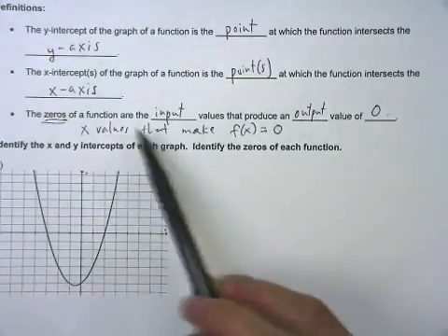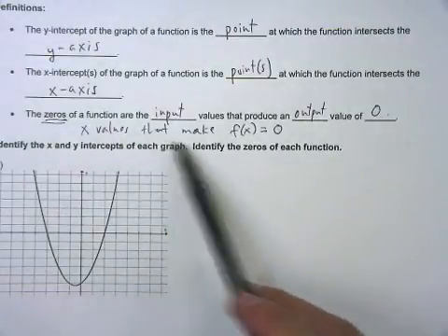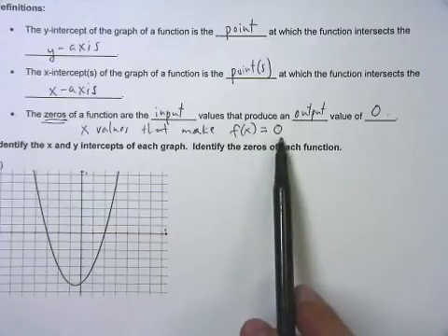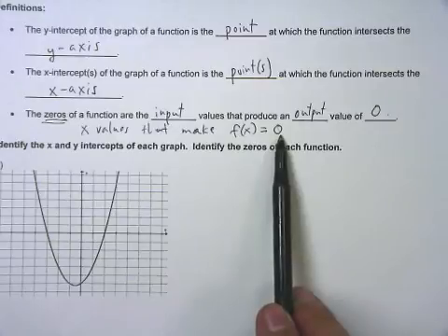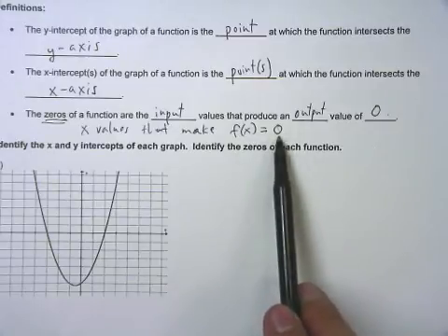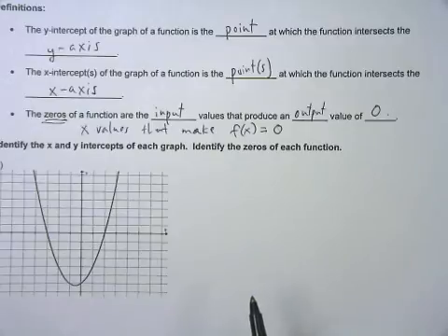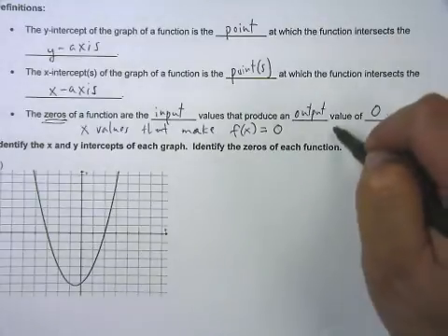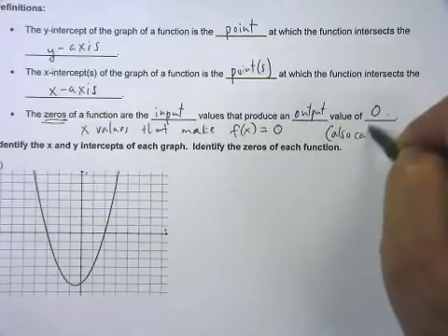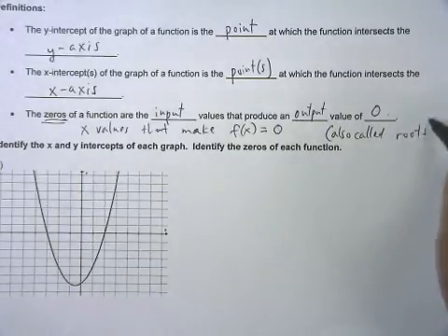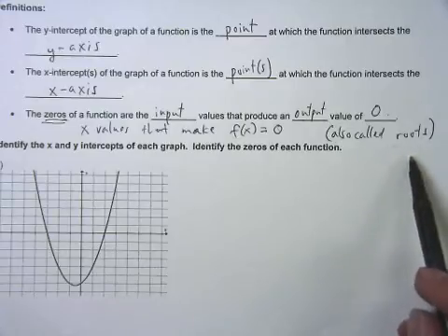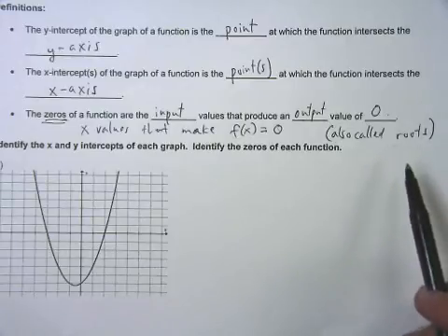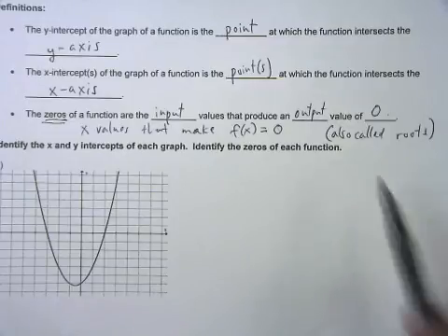Let me say that again. We're looking for the x values that will make f of x be equal to 0, or in other words, the x values that make this output equal to 0. What are the inputs that give us an output of 0? These zeros are also called the roots. I don't really like that term, but some math textbooks use it. So the roots of a function are pretty much the same as the zeros of the function. Those are the values that make the output 0.